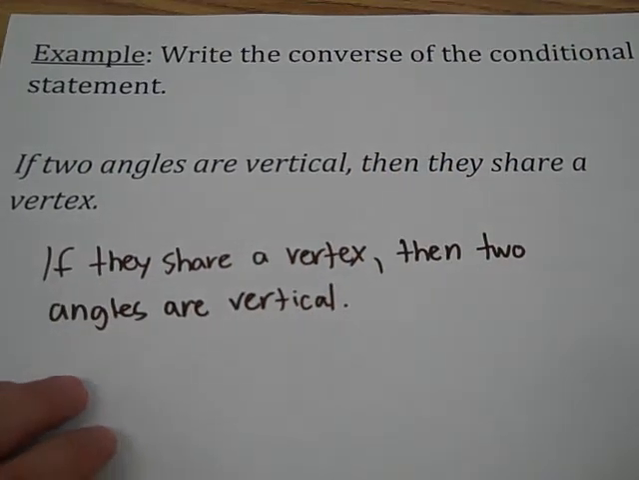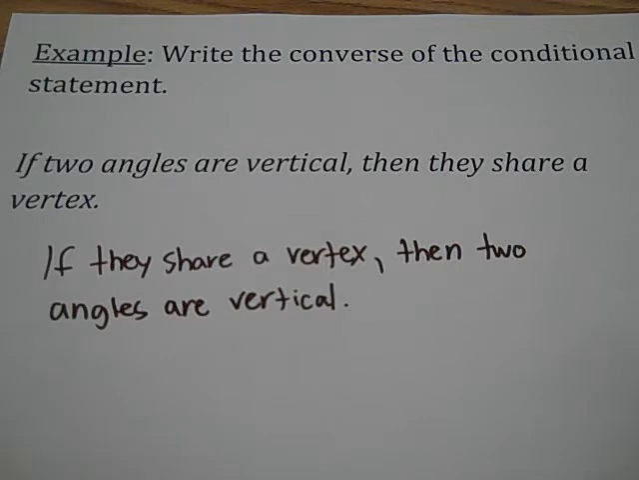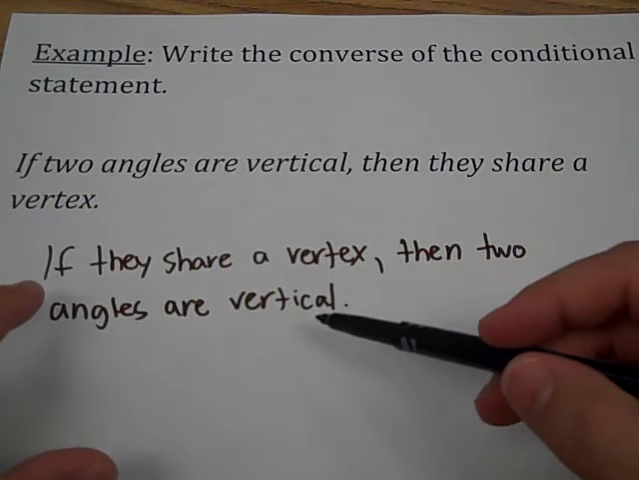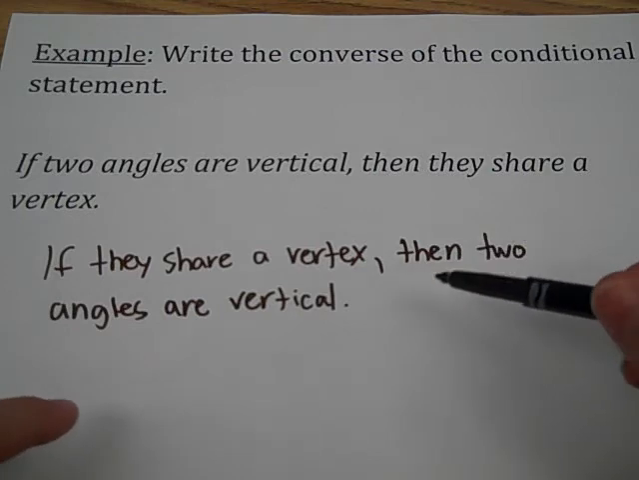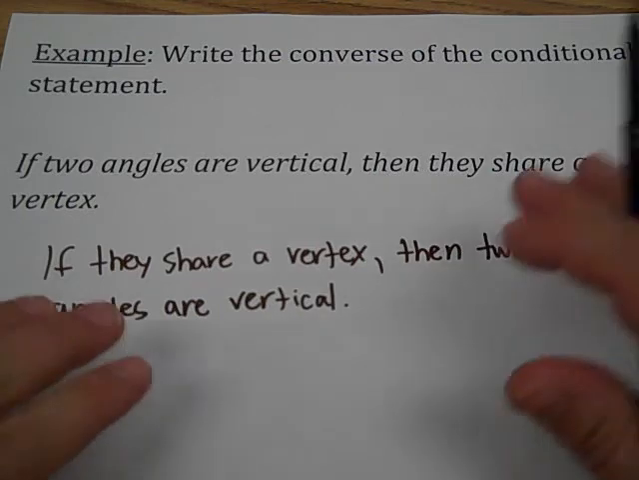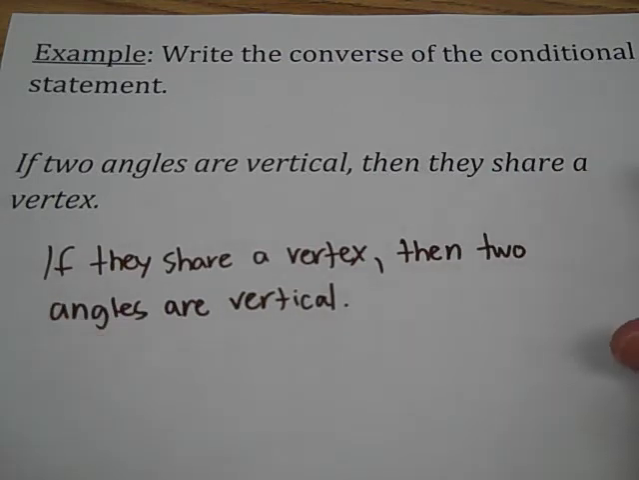So all I did was switch the words from P and Q and put them in the alternate spot. You might have written, if 2 angles share a vertex, then they are vertical. I'm okay with this, and I'm okay with the other way.